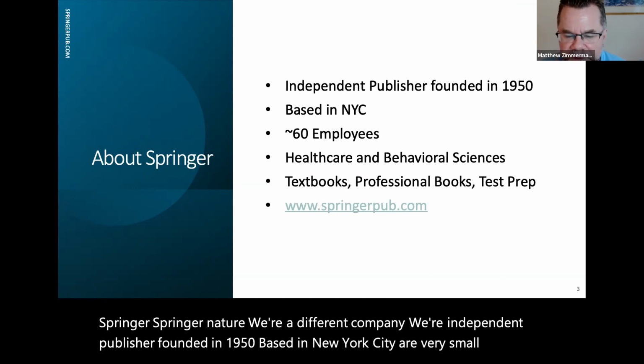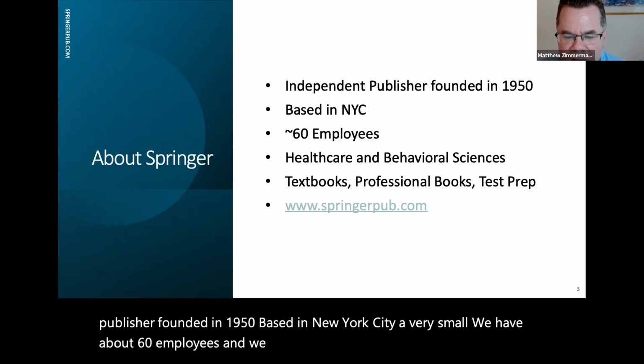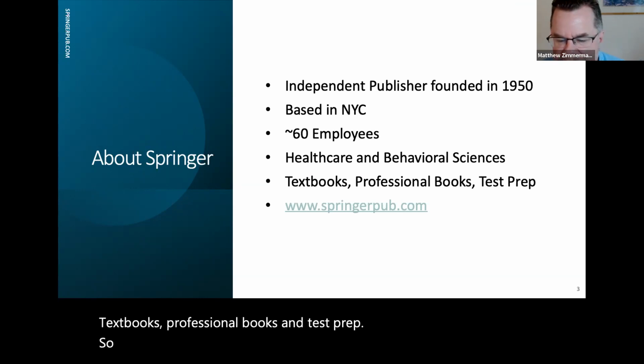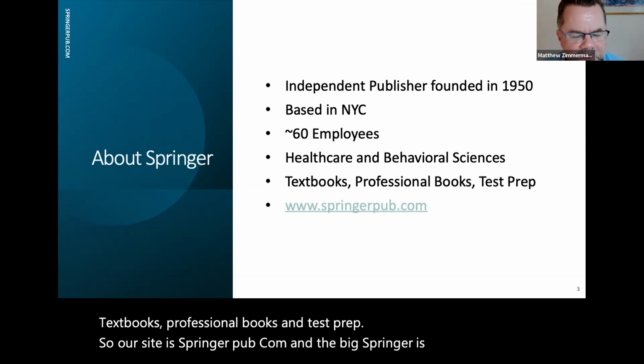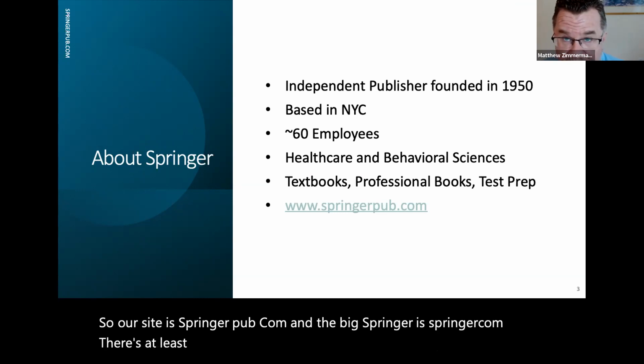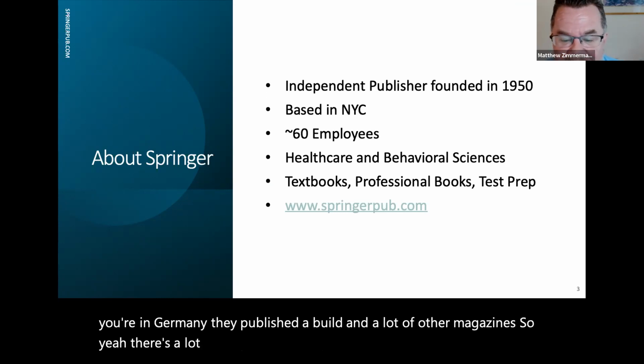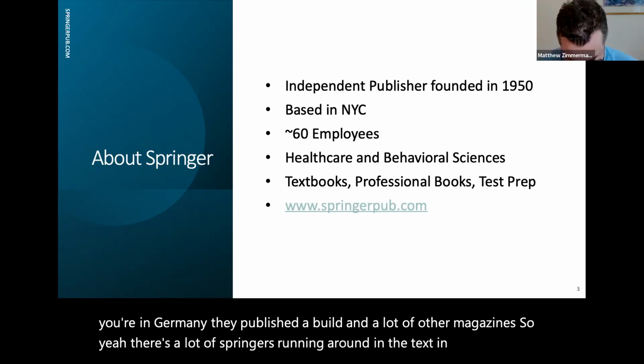We have about 60 employees, and we publish primarily healthcare and behavioral sciences textbooks, professional books, and test prep. Our site is springerpub.com, and the big Springer is springer.com. There's at least one more Springer in publishing called Axel Springer. If you're in Germany, they publish Bild and a lot of other magazines. So yeah, there's a lot of Springers running around in the text and the publishing world.